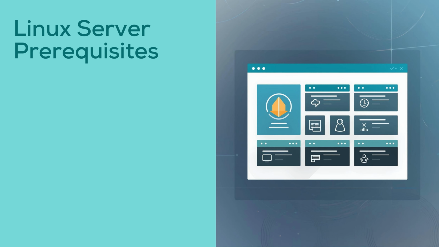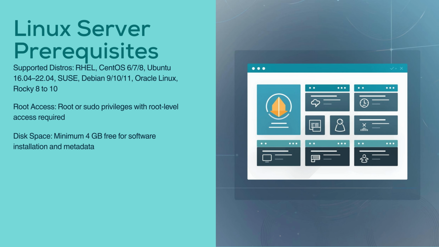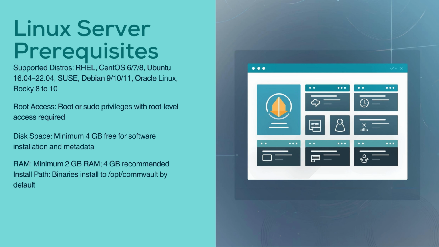Linux server prerequisites, what you'll need. Supported distros: RHEL, CentOS 6, 7 and 8, Ubuntu 16.04 to 22.04, SUSE, Debian 9, 10 and 11, Oracle Linux, Rocky 8, 9 and 10. Root access: root or sudo privileges with root level access required. Disk space: minimum 4 GB free for software installation and metadata. RAM: minimum 2 GB RAM, 4 GB recommended. Install path: binaries install to /opt/Commvault by default. Network: outbound HTTPS, port 443, access to StorVault cloud endpoints.